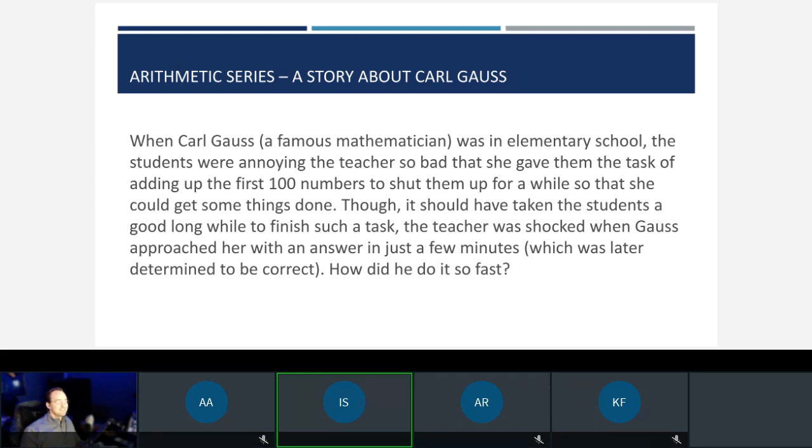When Carl Gauss, a famous mathematician, was in elementary school, the students were annoying the teacher so bad that she gave them the task of adding up the first 100 numbers to shut them up for a while so that she could get some things done. Though it should have taken the students a good long while to finish such a task, the teacher was shocked when Gauss approached her with an answer in just a few minutes, which was later determined to be correct. How did he do it so fast?